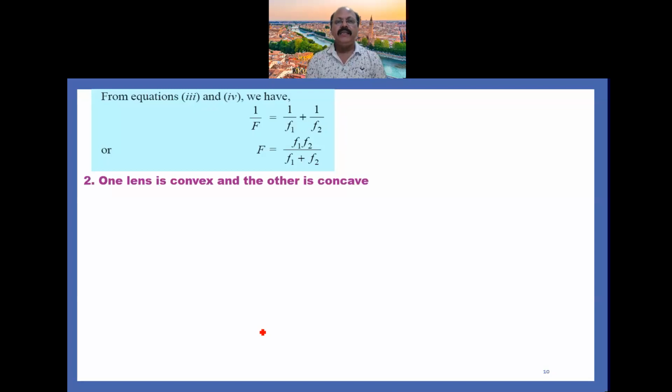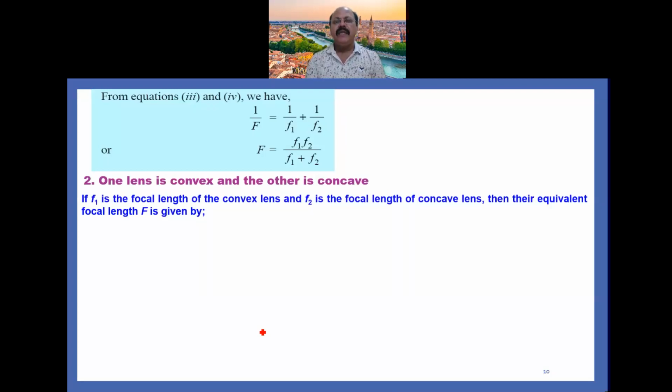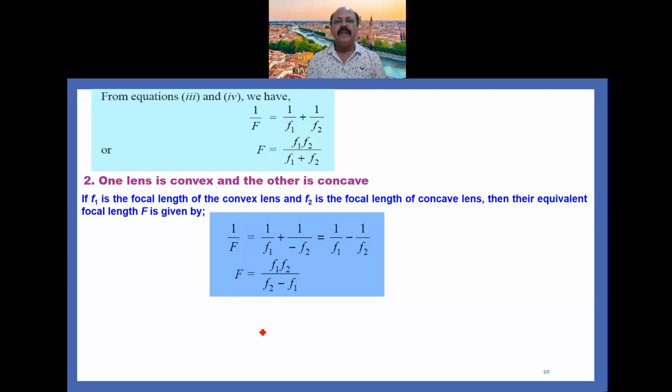Now if one lens is convex and the other one is a concave lens, then in the case of the convex lens, focal length is positive, but in the case of the concave lens, focal length is negative. So that's why the formula becomes 1 upon F equals 1 upon F1 plus 1 upon minus F2, equal to 1 upon F1 minus 1 upon F2. Then we can say that F equals F1F2 upon F2 minus F1.